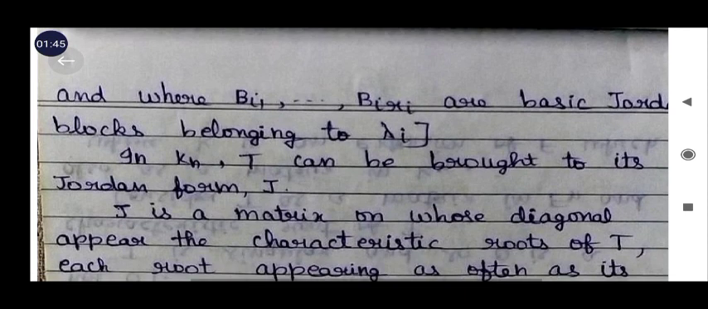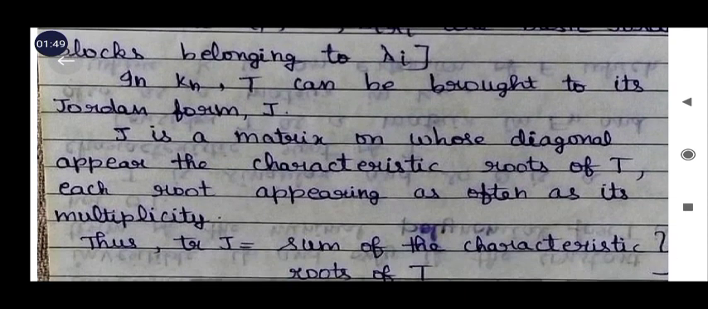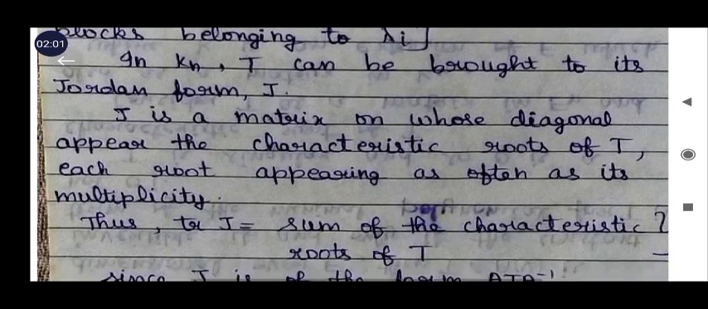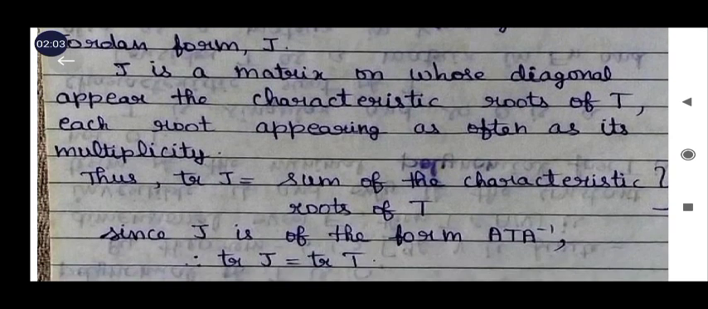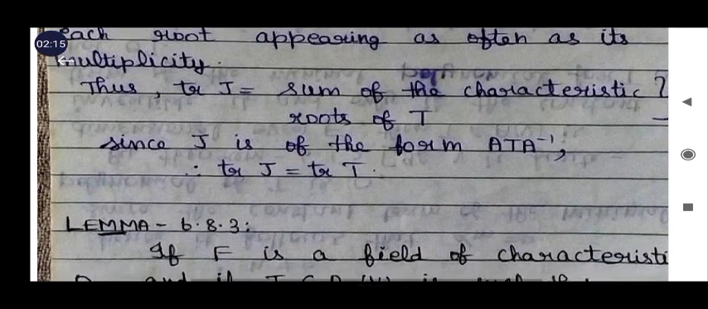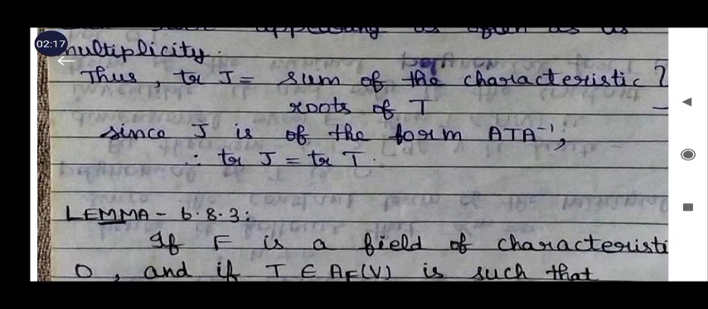In Kn, T can be brought to its Jordan form J. J is a matrix on whose diagonal appear the characteristic roots of T, each root appearing as often as its multiplicity. Thus, the trace of J is equal to the sum of the characteristic roots of T. Since J is of the form ATA inverse, the trace of J equals the trace of T. This completes the proof.